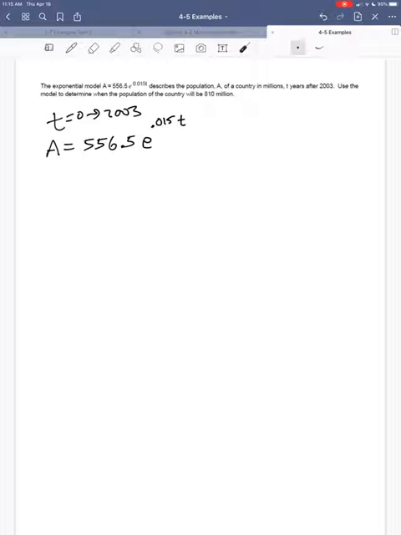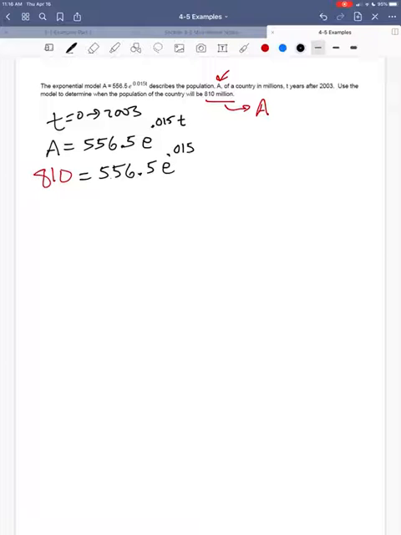And we're supposed to determine when the population will be 810 million. So what this 810 million is then, that's what I want A to be, right? That's what the population is going to be after time, right? That's that value A right there. That's the population. So I'm going to plug that 810 million in for A. So 810 equals 556.5 times e to the 0.015 t.